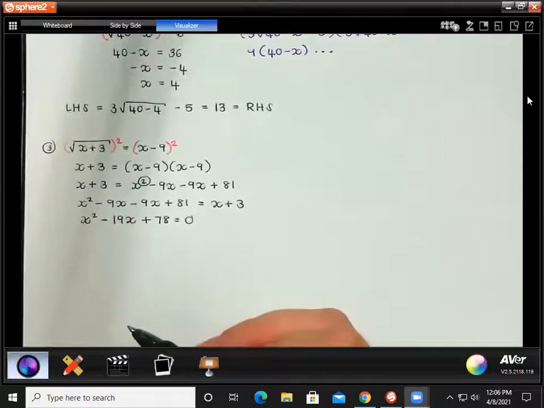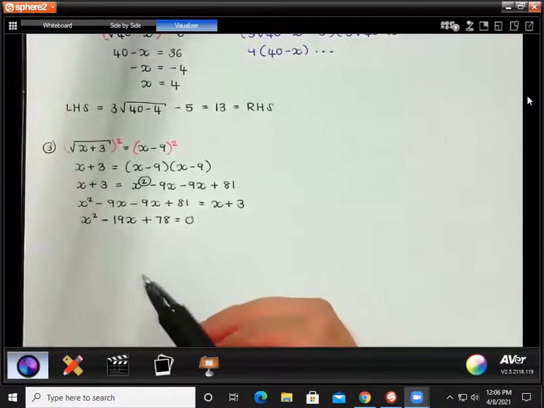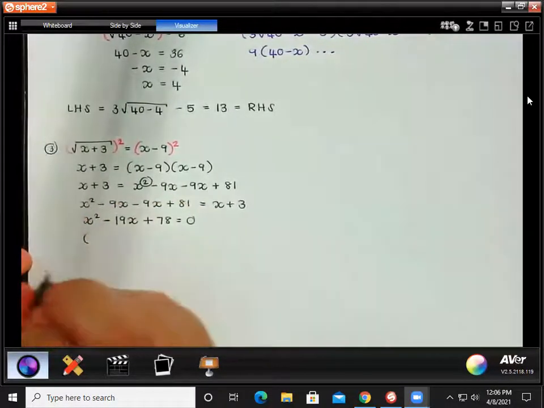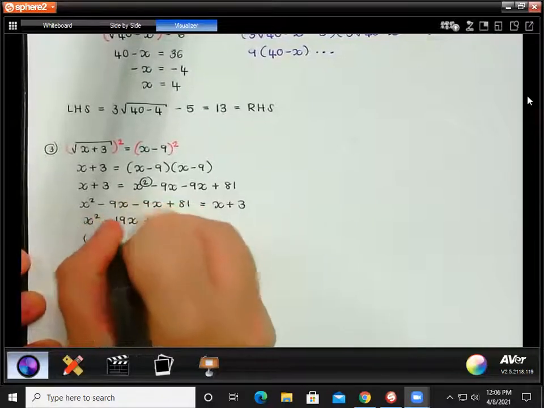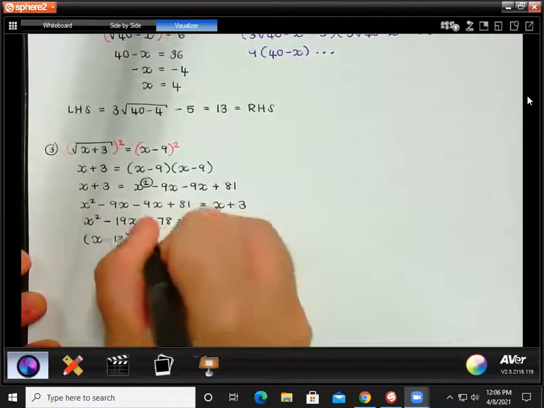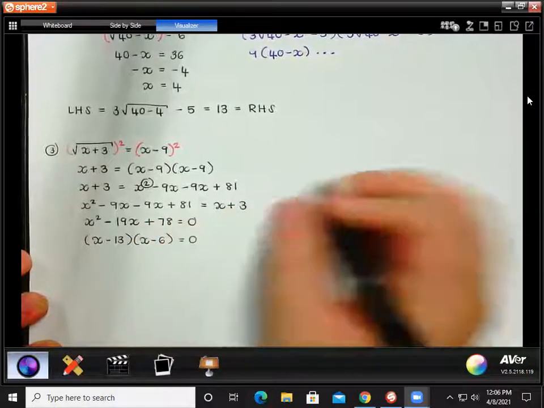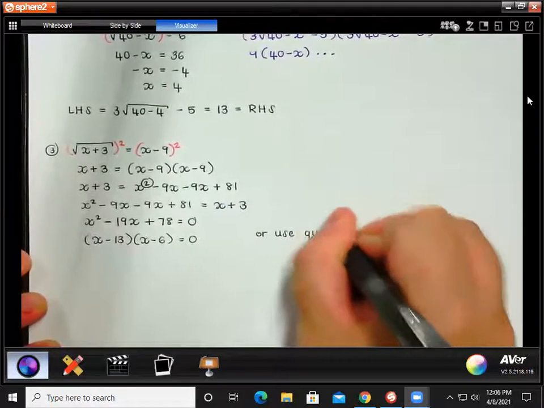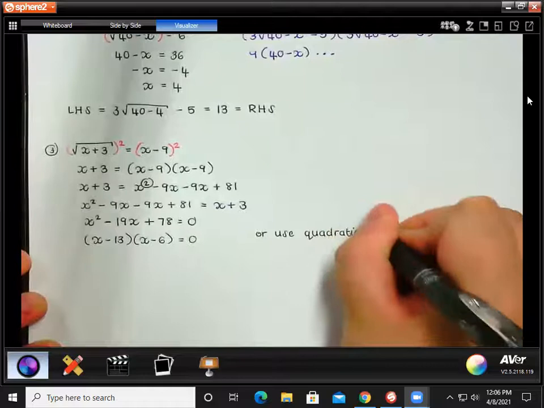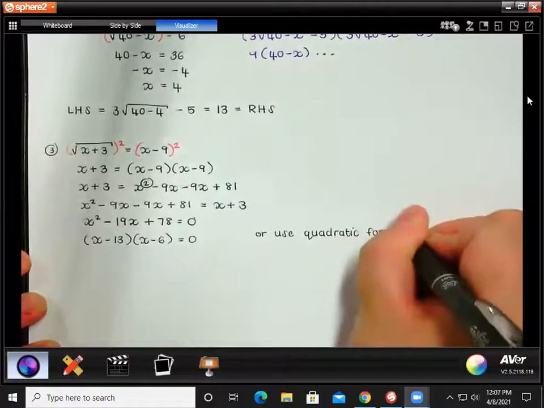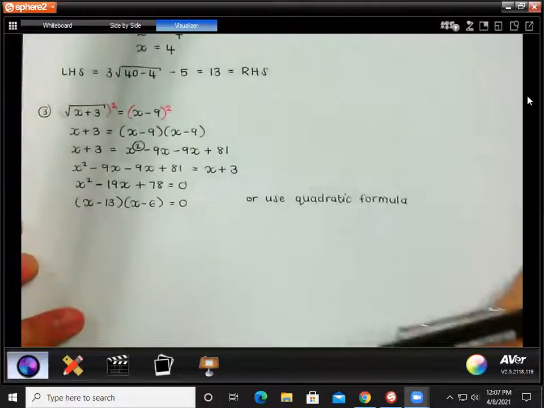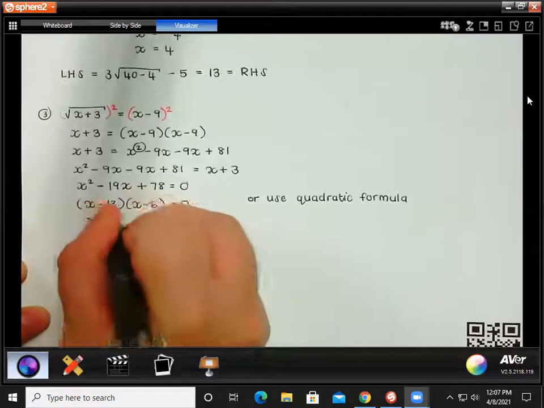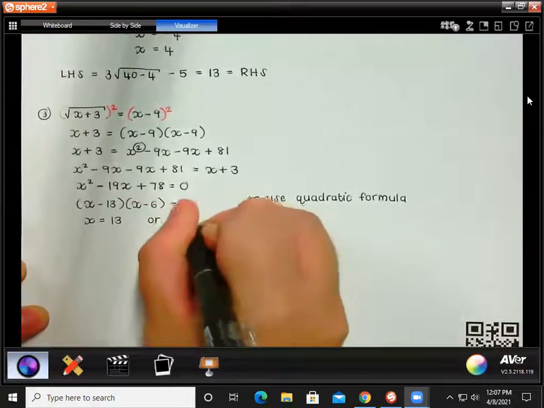Okay, guys, I am assuming that you would prefer to use the quadratic formula, but I have the factors already. Can I just write the brackets? Yes. Is that fine? To save some time. So this would be x minus 13 and x minus 6. I'm just going to write on the side or use quadratic formula. That's fine. You would get the same answers. Okay, so what are my two x values? X equals 13 or x equals 6.